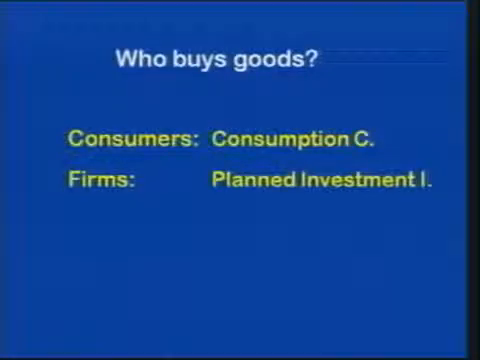So for example, if you're an entrepreneur and you're building a factory, you're buying goods and services now to be able to create that factory, which will then allow you to produce more in the future. So some of the goods and services that are produced today are purchased by firms in their attempts to increase their productive capacity. That's what investment is called.